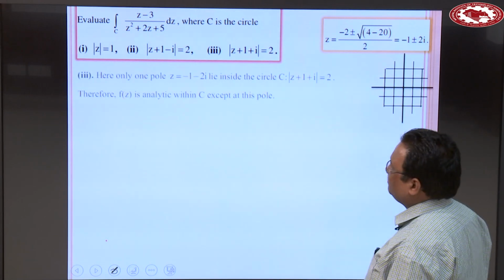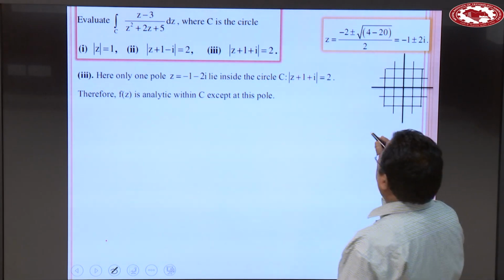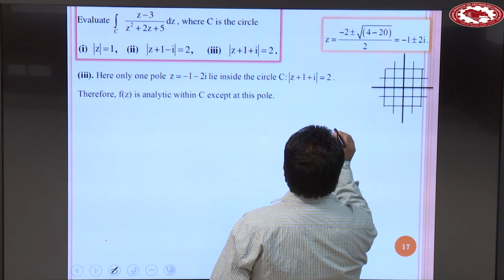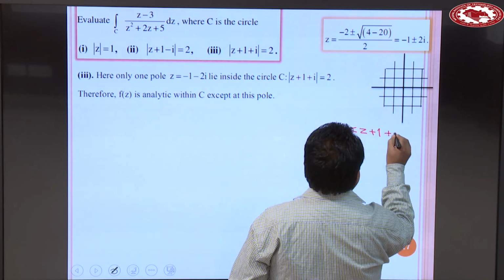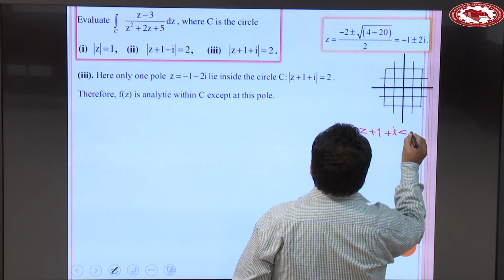Okay. अब थर्ड पार्ट को भी आप ऐसे कैलकुलेट करके देखो। तो थर्ड पार्ट इज -2 less than z plus 1 plus iota is less than 2.